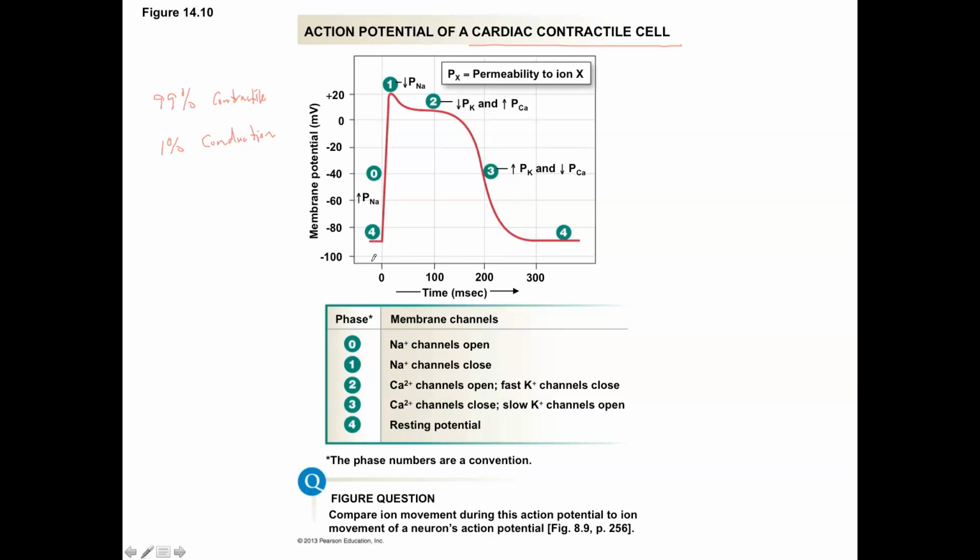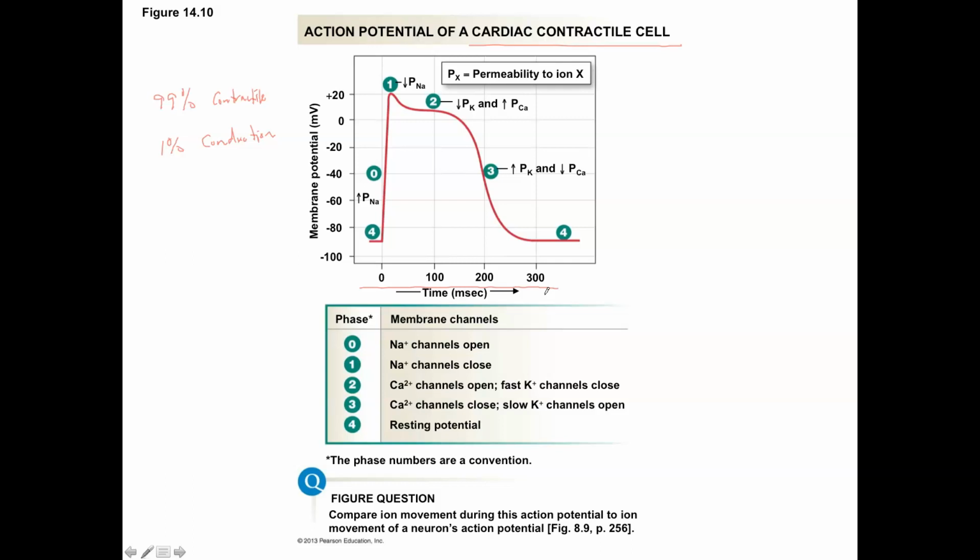When you look at a neuronal action potential, you'll notice that it's very, very fast. The duration of a neuronal action potential is a few milliseconds of time. If you look at the action potential of a cardiac contractile cell, you notice that the timing is over 200 milliseconds of time. So there's more time associated with this type of action potential.